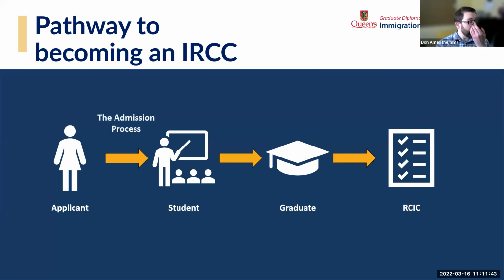So the pathway to transition from applicant to student is the admission process, exactly where you currently are. Then when it comes to student to graduate, you're doing the coursework. You're completing those 9 courses. You're achieving the B- average that you need to achieve on every single course in order to graduate.